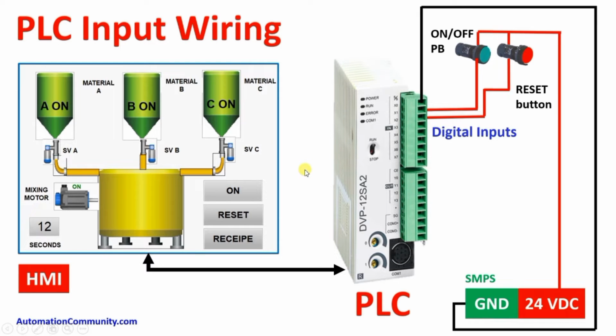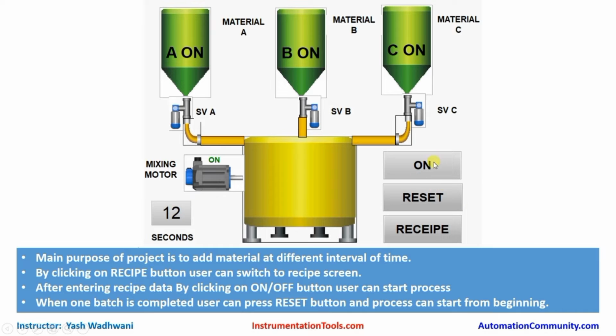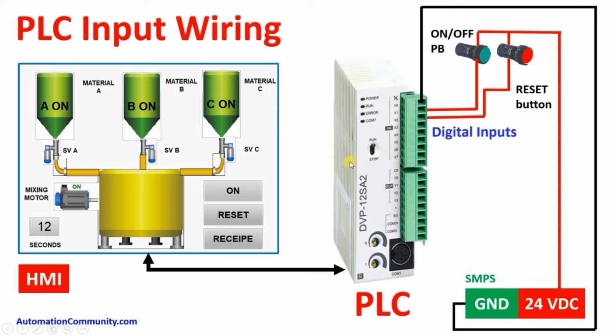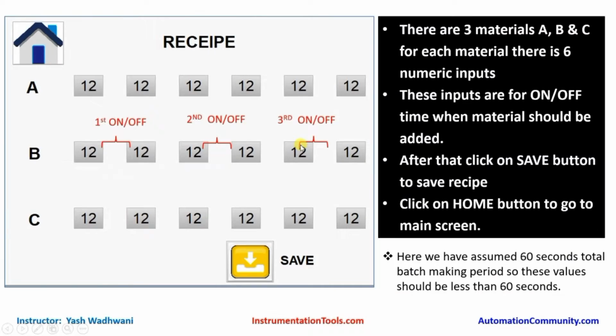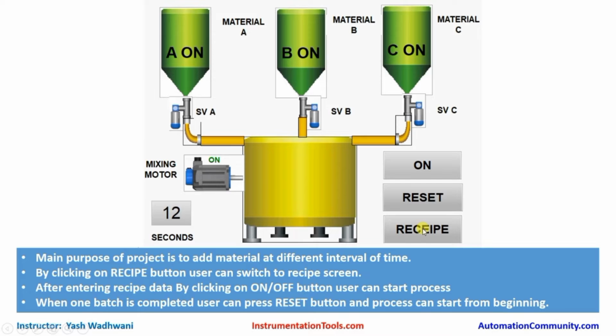Now we will see the input wiring required for this project. As you can see, we can control everything from the HMI screen only, but if you want, we can have a physical on off button and a physical reset button. You can see from here the physical on off and physical reset button, and the recipe. The recipe can be controlled through the HMI only.